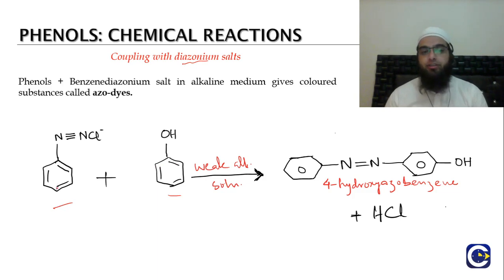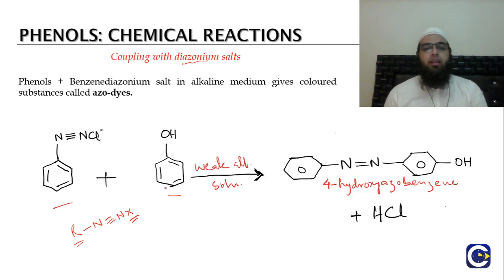As we have already discussed, diazonium compounds are compounds with the general formula R-N≡N-X, where X is a salt, particularly a halogen, and R can be any alkyl or aryl group. In this case we have the aryl group, the benzene ring attached to nitrogen. So this is benzene diazonium salt.